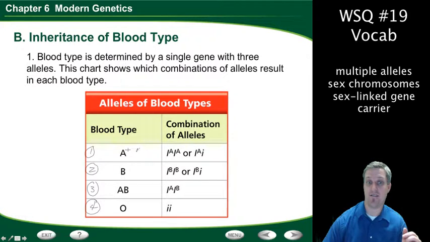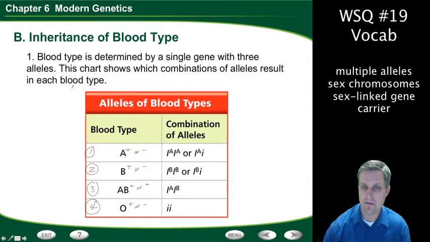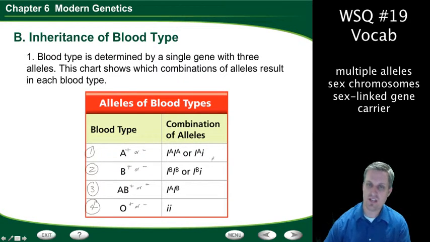You can be A positive or A negative. You can be B positive or B negative. You can be AB positive or AB negative, and you can be O positive or O negative. So you actually have multiple choices. We're not going to talk about the positives and negatives here per se. But you can see the combination of alleles that are available in a Punnett square that produce this blood type.